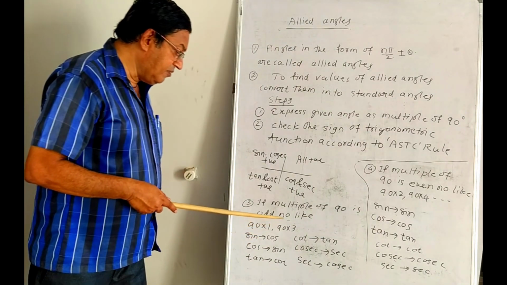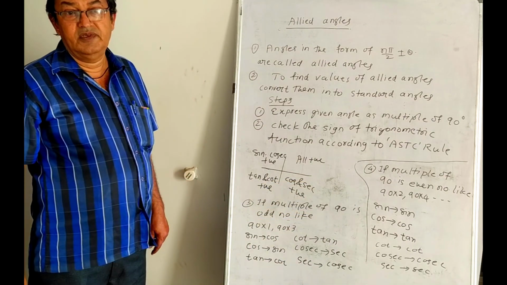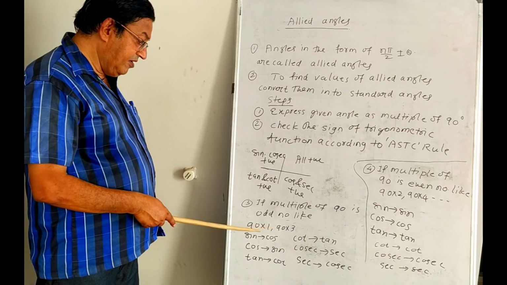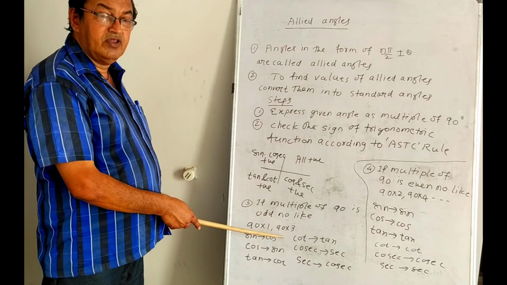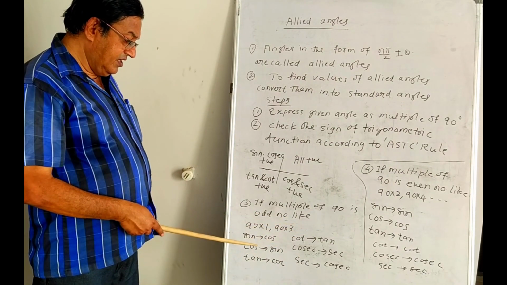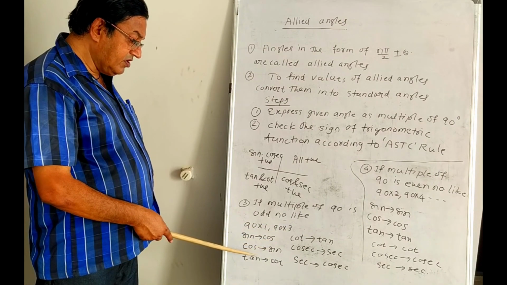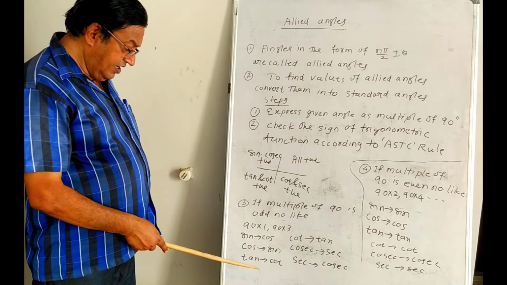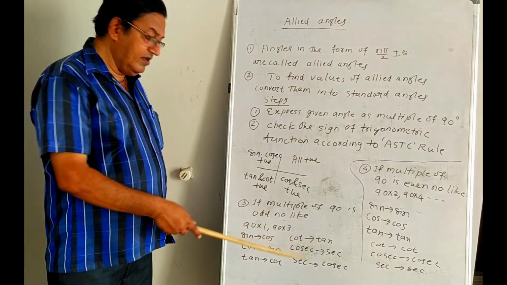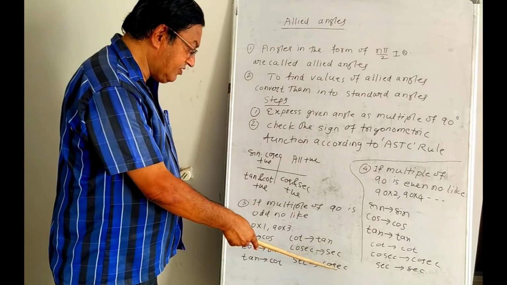Then we come to the third step. If the multiple of 90 is an odd number. What do we mean by that? The multiple of 90 may be like 90 into 1, 90 into 3, 90 into 5, 90 into 7 and so on. In this case, if it is sine function, it is converted to cos. If it is cos, it becomes sine. If it is tan, it becomes cot. If it is cot, it becomes tan. If it is cosec, it becomes sec. If it is sec, it becomes cosec.